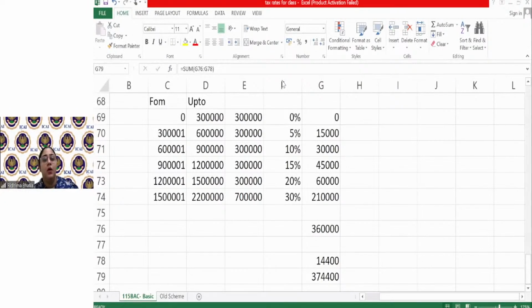Okay. So now you see that this is a very attractive scheme because the old scheme has only two, three slabs, 5, 20, and 30. And here you have 5%, 10%, 15%, 20%, and 30%. The taxes are very attractive. But there are some points in relation to 115 BAC, which at this stage you should understand.